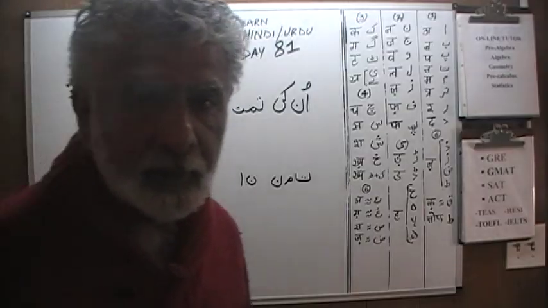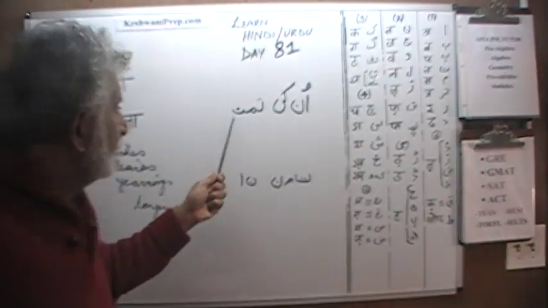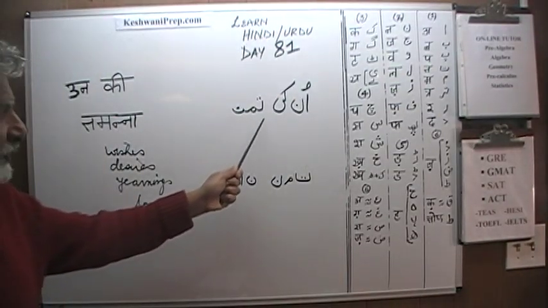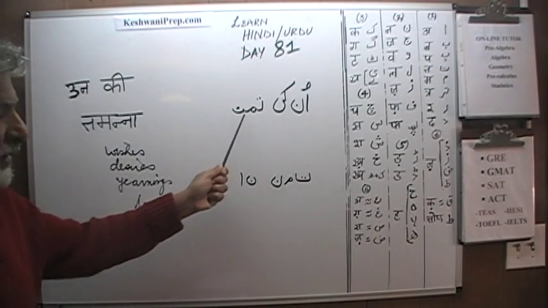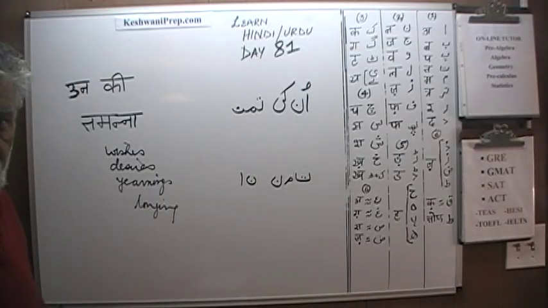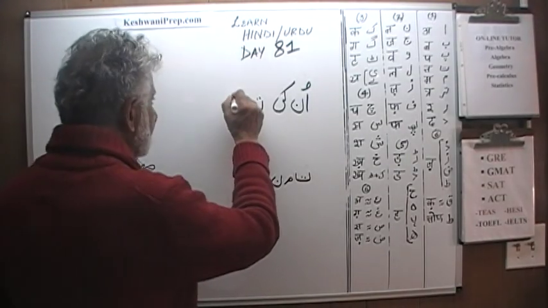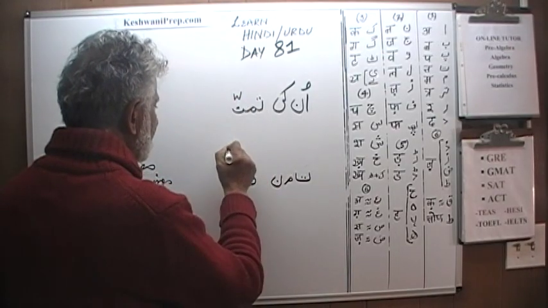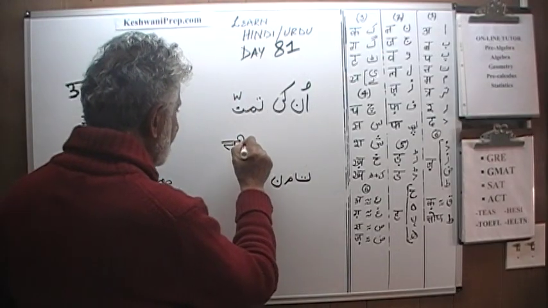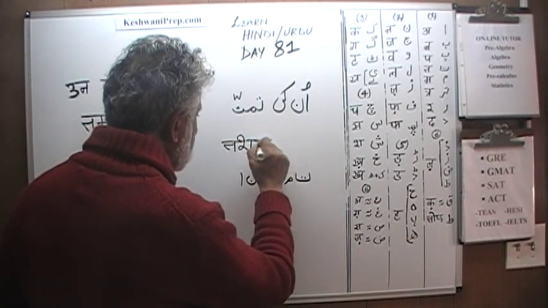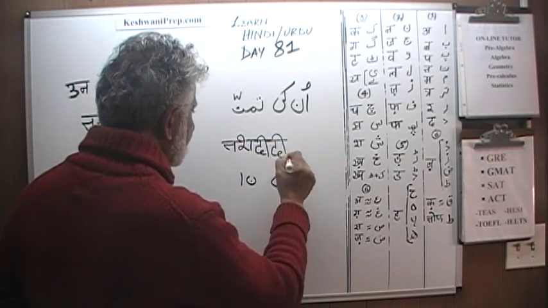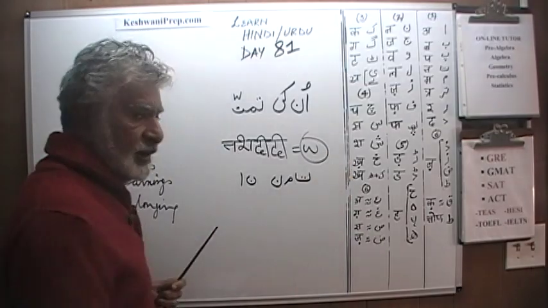So how do we tell the reader that this letter is to be pronounced along with the preceding letter? It is not tamana, it's taman. We do that by putting a symbol on top of it. This symbol is called tashdid. Tashdid. It looks exactly like a W.